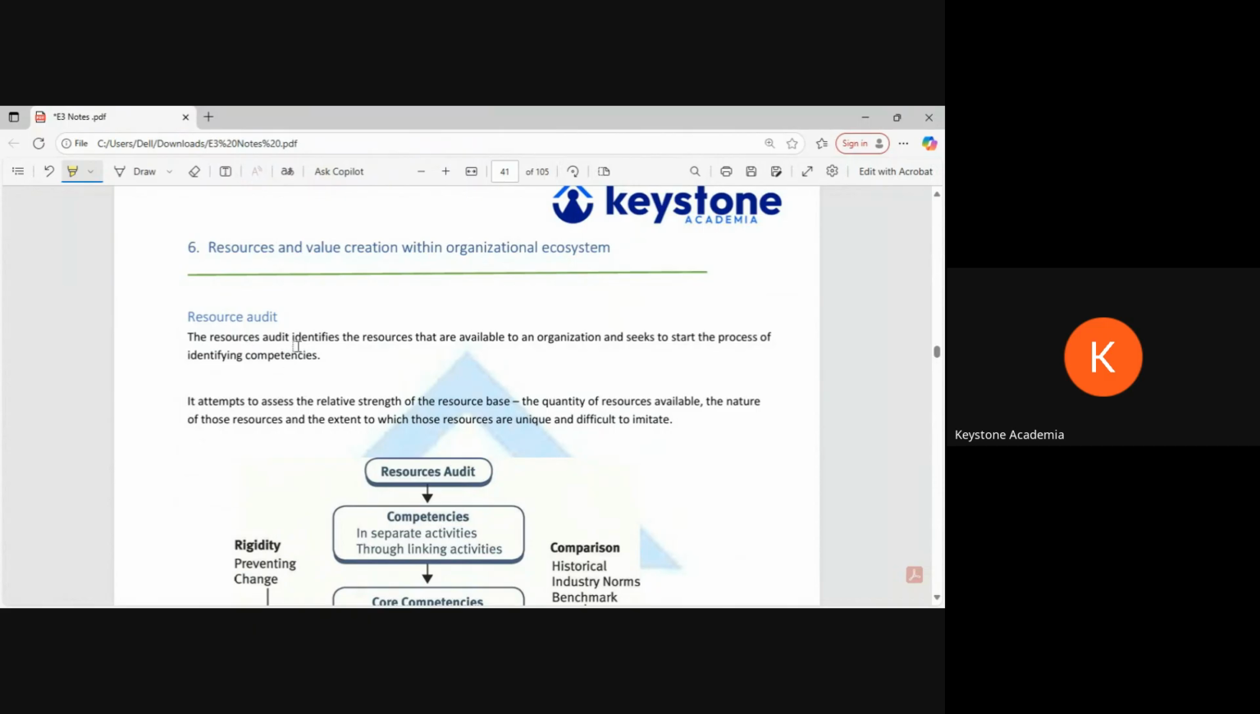The resource audit identifies the resources that are available to an organization and seeks to start the process of identifying competencies. For example, in the previous chapter, why we found product development to be easier for us: because we are already there in multiple markets, and for product development it will be easier because we are manufacturing our own batteries, producing our own batteries, right?